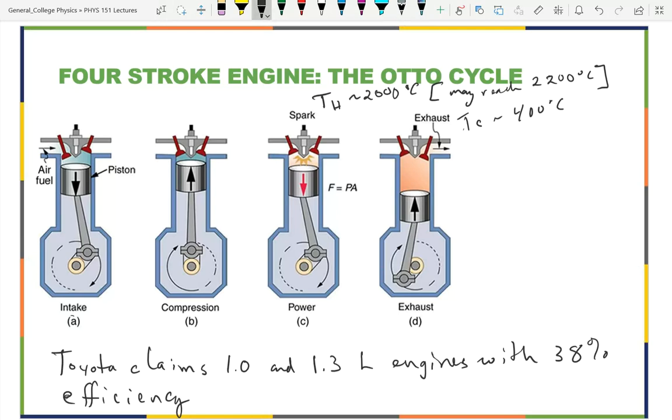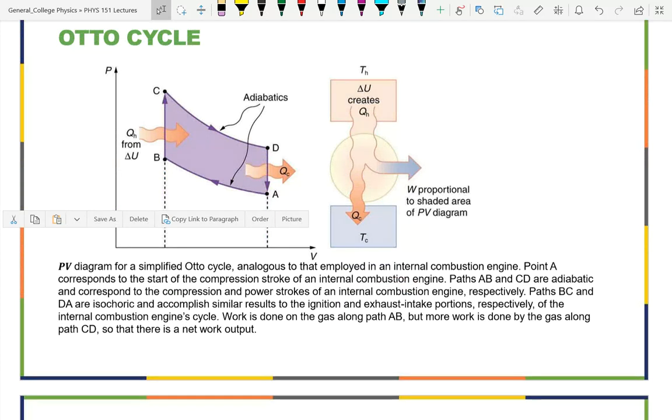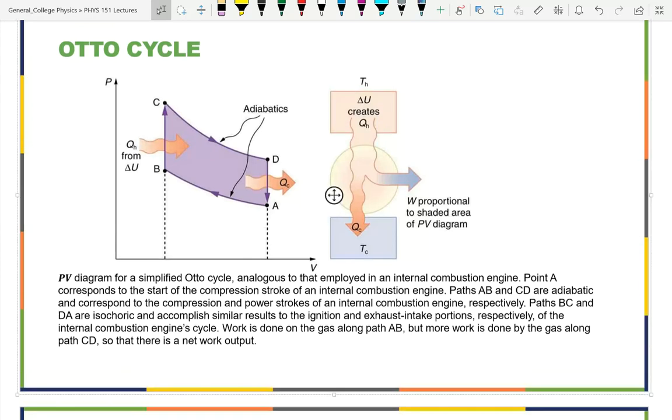You have first intake. You have your fuel-air mixture that's pulled into the piston. What's happening to the volume during that intake? It's expanding. So if we look at this diagram, I'm actually going to go down here. There are 4 sides. Which of the 4 lines is the one with volume expanding? C to D. So I'm just going to mark on here intake. Now it shows it here as an adiabatic process. What would it mean for it to be an adiabatic process?